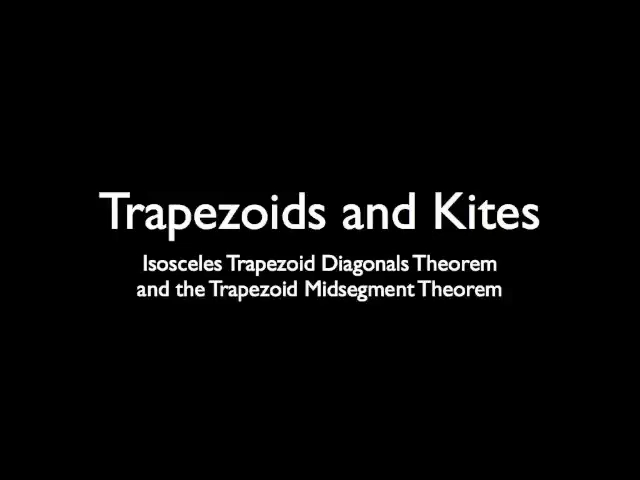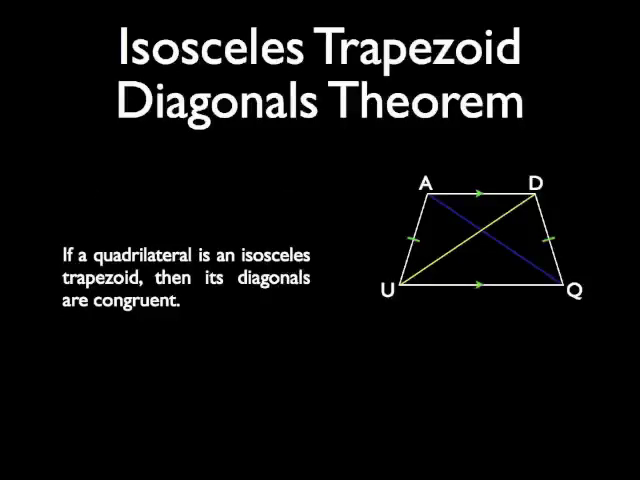Now let's take a look at a couple more theorems about trapezoids. One works for isosceles trapezoids, and the other works for all trapezoids. The first of these theorems is the isosceles trapezoid diagonals theorem, which says if a quadrilateral is an isosceles trapezoid, then its diagonals are congruent.